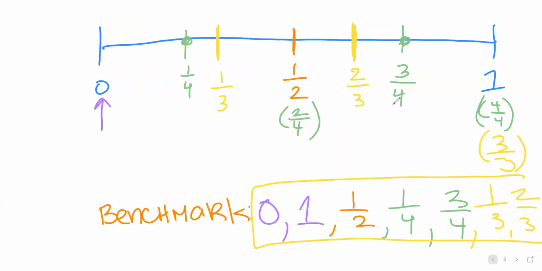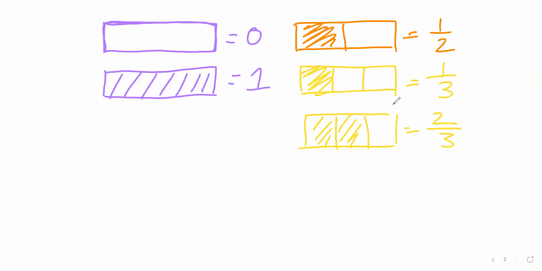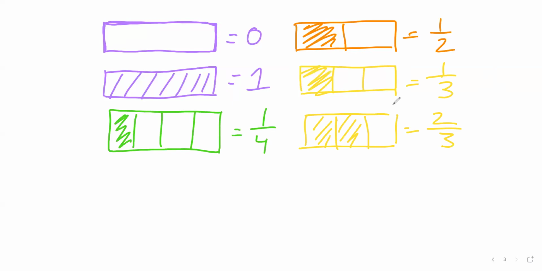And then some other benchmark. Oh yeah, green. The other benchmark was the 4th. So again, I could take that same one, cut it into 4 pieces, and if I had 1 piece, that would be 1/4.